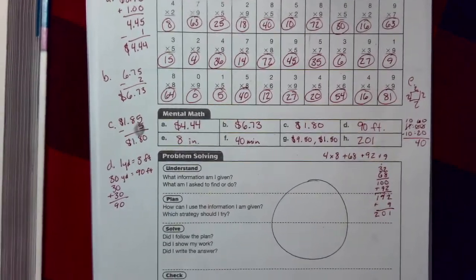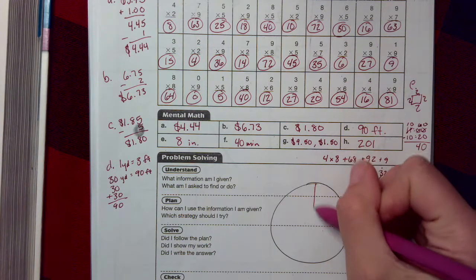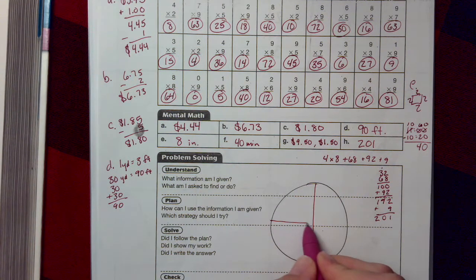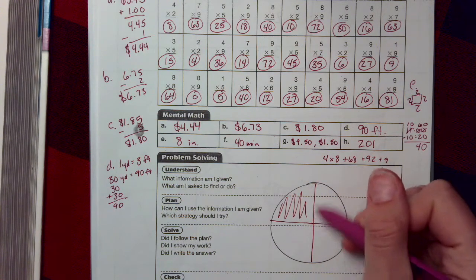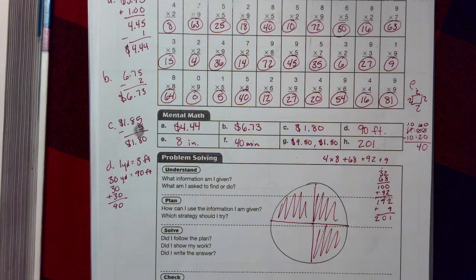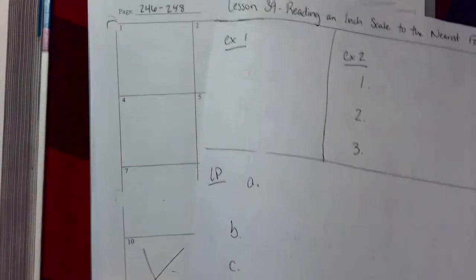Problem of the day says, choose an appropriate problem solving strategy. Kintara's mom cut an orange in half. Then she cut each half in half. Kintara ate 3 of the orange pieces. What fraction did she eat? Well, how many pieces are there? 4. They're all equal size, so I know that can be my bottom number. And then how many did she eat? 3. So she ate 3/4. Go ahead and flip it over.